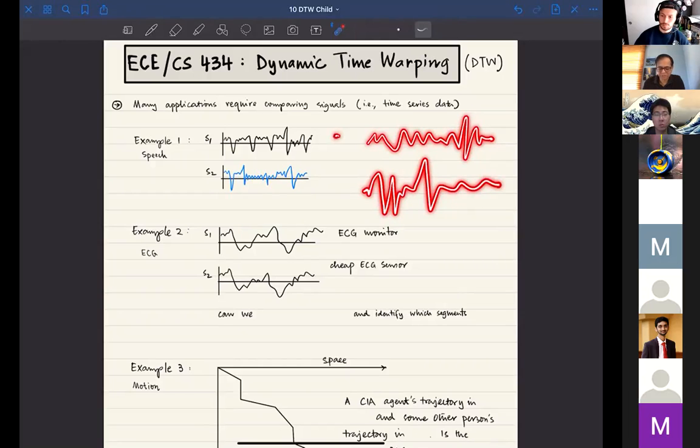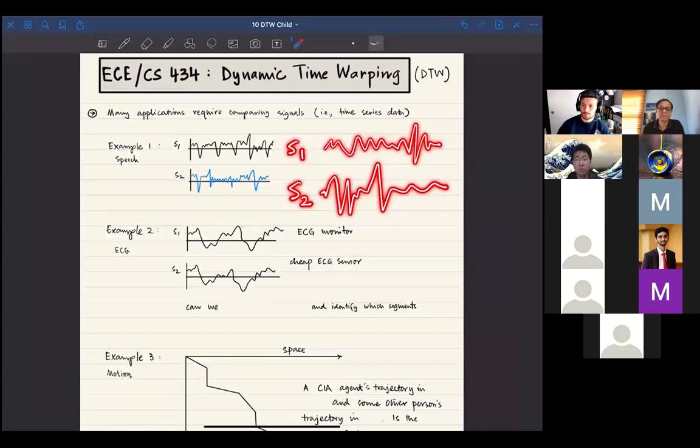Suppose I tell you these are two signals, S1, S2, and I ask you, are these signals the same? Are these signals similar? Or I say, look, S1 is someone speaking hello. It's the acoustic signal of someone speaking hello. And I want to know if S2 is also hello or not. So essentially the question is, is S2 the same as S1? And yes, there is some noise in S2, maybe there are some other differences, but I want you to compute some similarity. How would you compute similarity today?